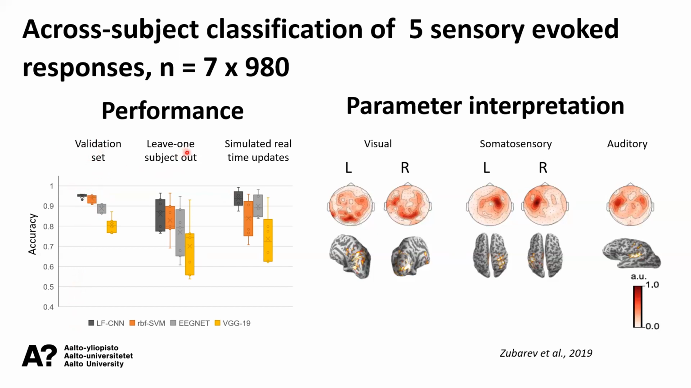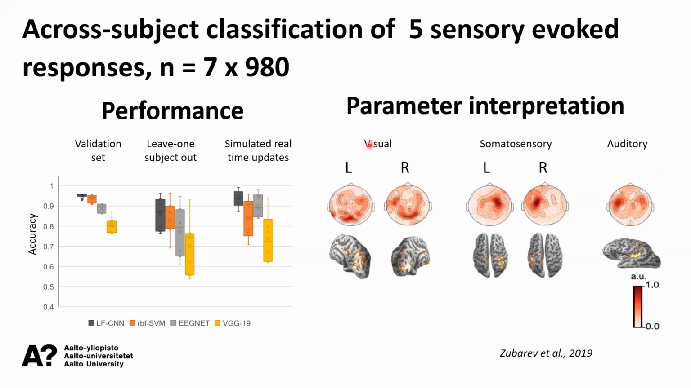Because we mostly were trying to build a system which is robust to inter-individual differences, we used this so-called leave one subject out cross-validation approach. So we basically have seven subjects here, about 980 repetitions of each stimulus, and there were five different types of stimuli.